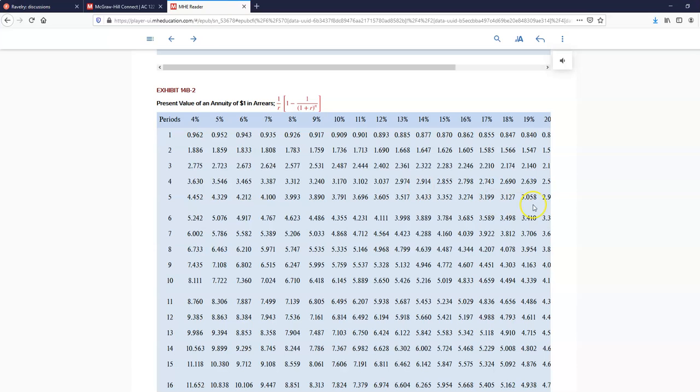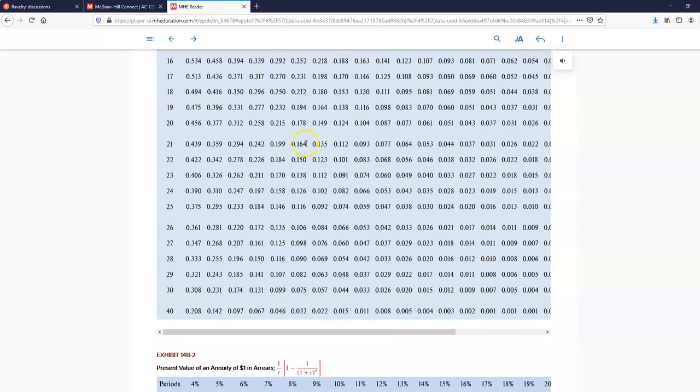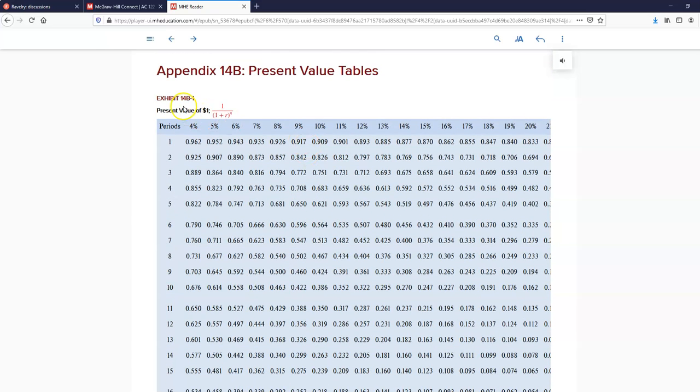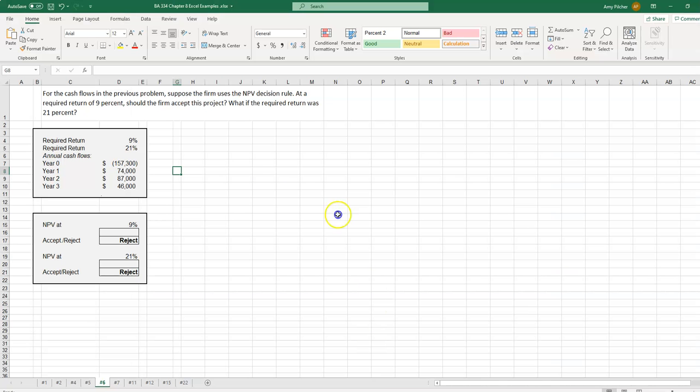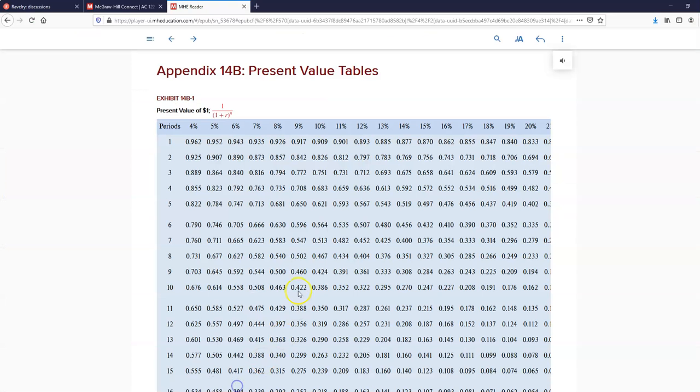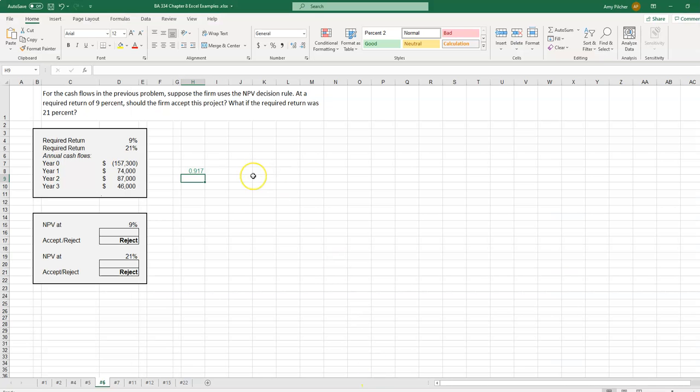So we can see here we want the present value of 1, so make sure that we're using the right factor table, and we want 9% for 1 year for the first year cash flows, so 0.917. And for year 2, 0.842, and year 3, 0.772.